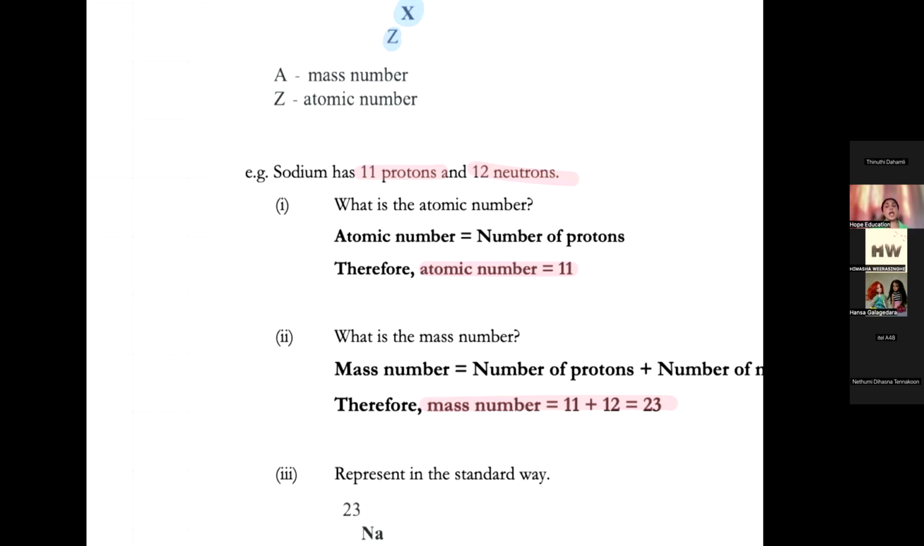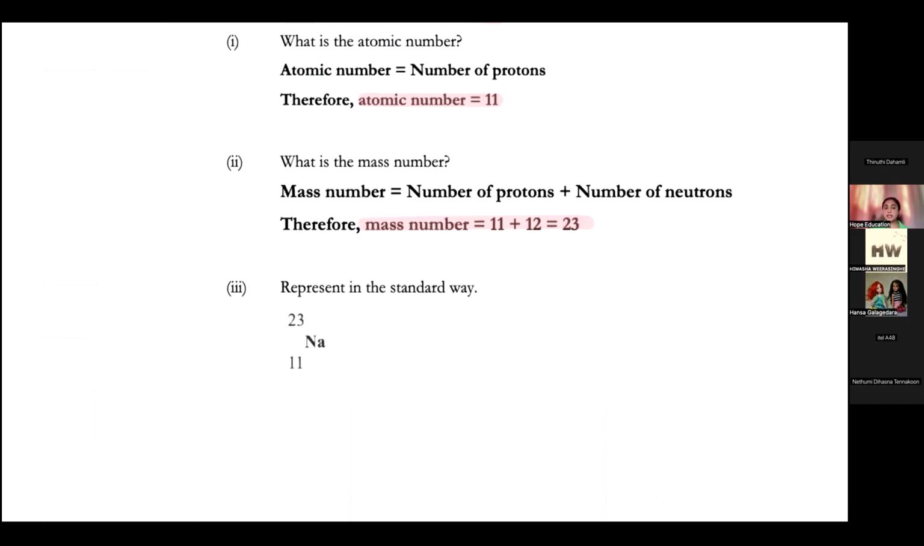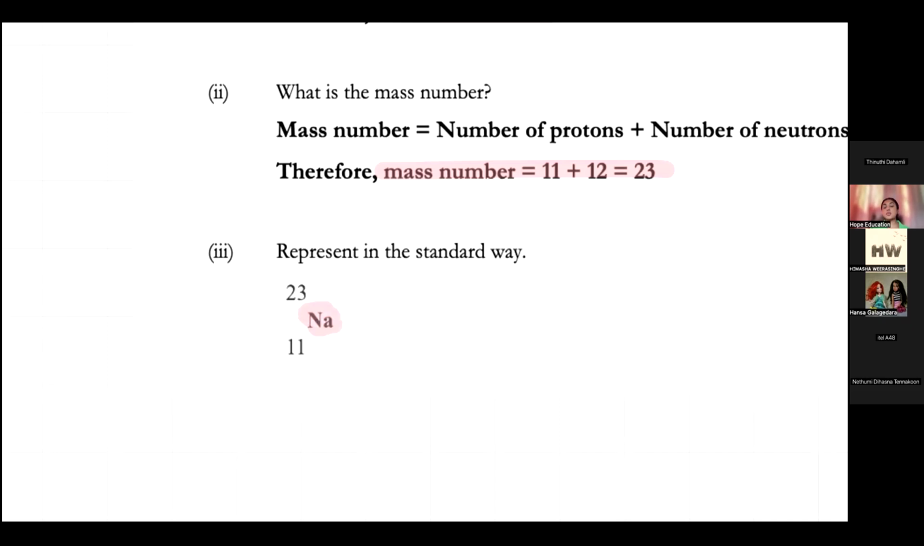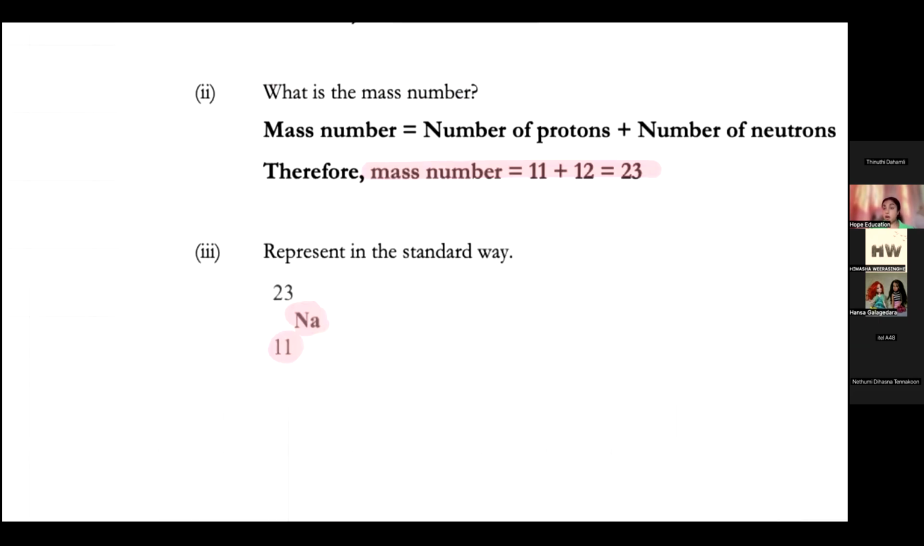Then, mass number is the number of protons plus the number of neutrons. So if you take sodium, it has 11 protons and 12 neutrons. So 11 plus 12 is 23 now. So the mass number of sodium is 23. Okay. Then generally, when you are writing it in the standard way, you write the symbol of the element. Now the element is sodium, so the symbol is Na. In the left bottom corner you write the atomic number. So my atomic number is 11, so I write 11. In the left top corner you write the mass number. The mass number is 23, so you write 23 here. So that is the standard way of showing it.